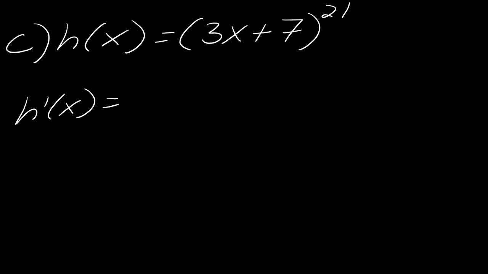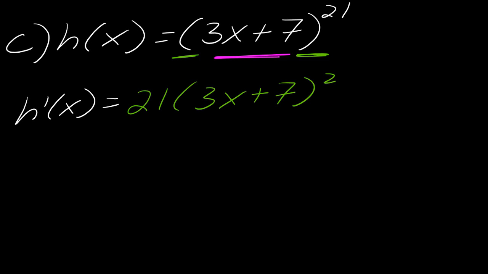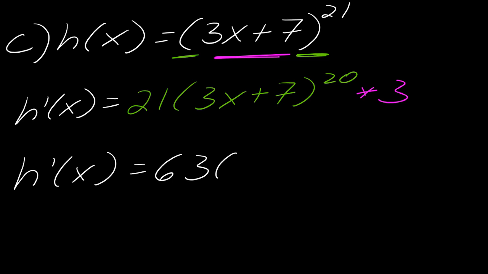There's a reason why I'm doing all this. My outer function in this case is this thing to the 21st, and the inner function is this part right here. Taking the derivative of the outside, this will be 21. I leave the inside function intact, and then multiply by the derivative of the inside. Now if I simplify this, I get 63 times 3x plus 7 to the 20th.